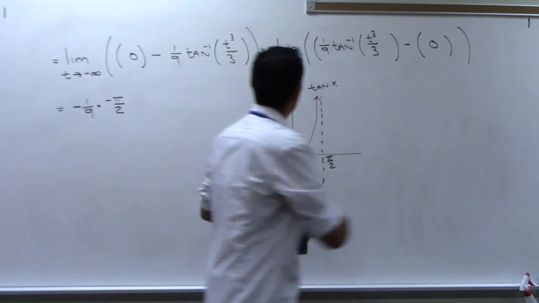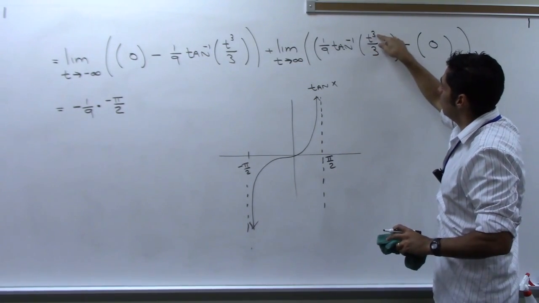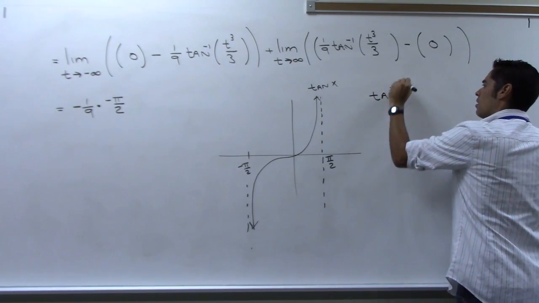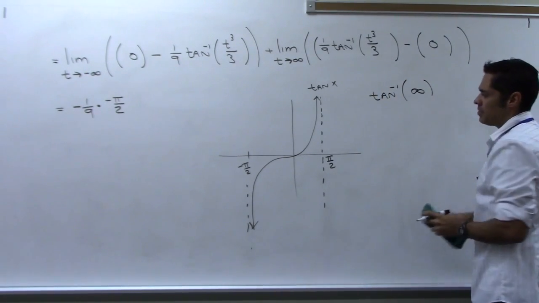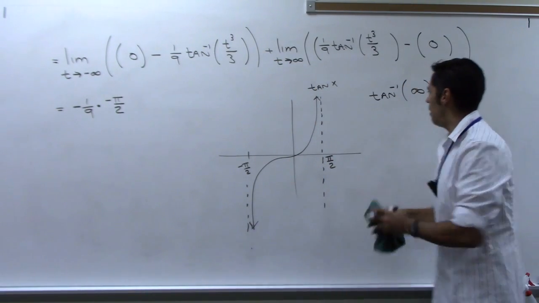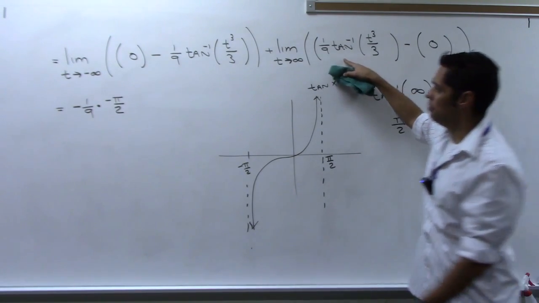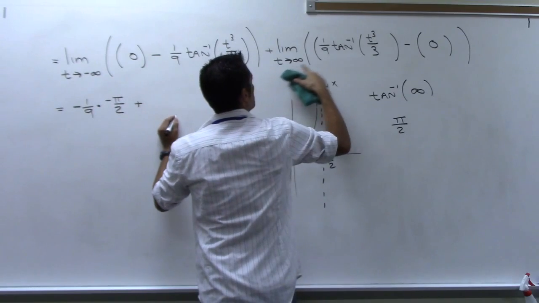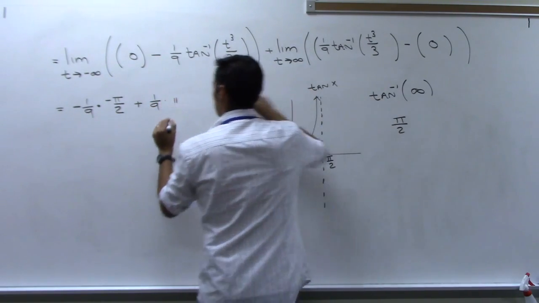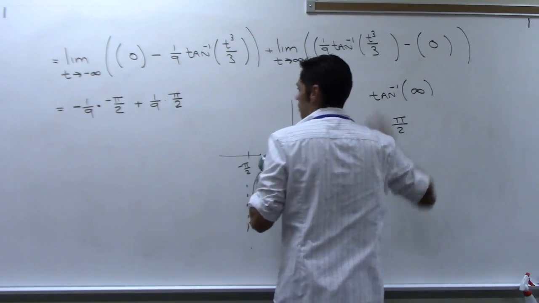Now over here, same thing, but this time going to positive infinity. Positive infinity cubed is still positive infinity. So this time you're asking, what is arctangent of positive infinity? And that's going to be this side right here. So you go to positive infinity, that happens at pi over 2. So this thing is pi over 2. So this will turn into plus 1/9 times this, which is pi over 2. And then you have 0, so it doesn't matter.